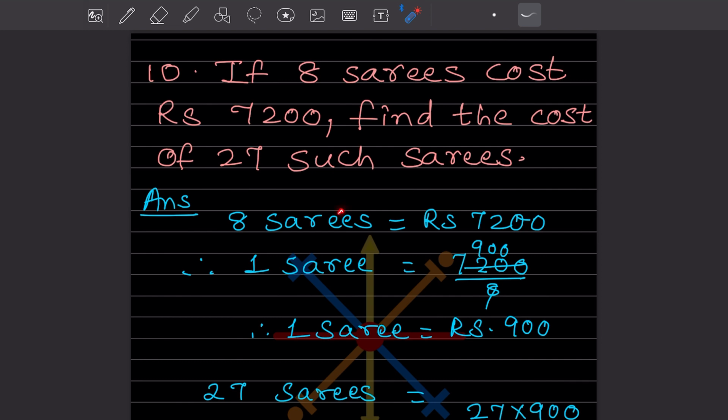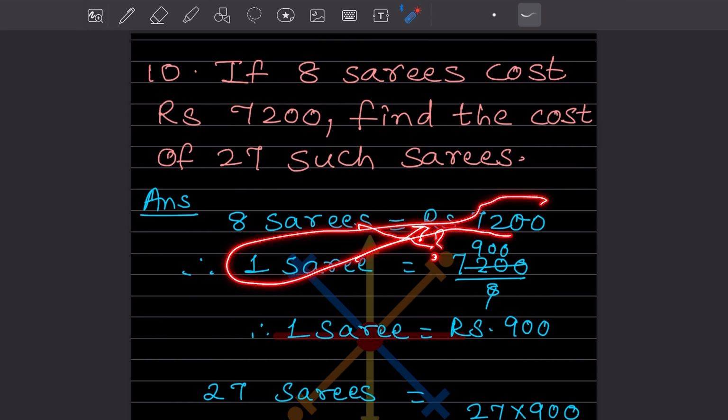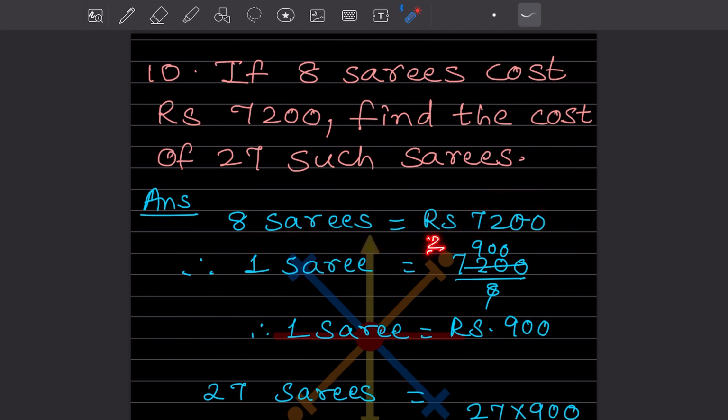Now 8 sarees is 7,200. So one saree will be how much? Now look here, this into this, and this we don't know. Whenever two numbers are there, 7,200 into 1, that is going to be in the numerator. And the single number, 8, will be in the denominator. So 8 times 9 is 72 and these two zeros, 900. So one saree is 900 rupees.